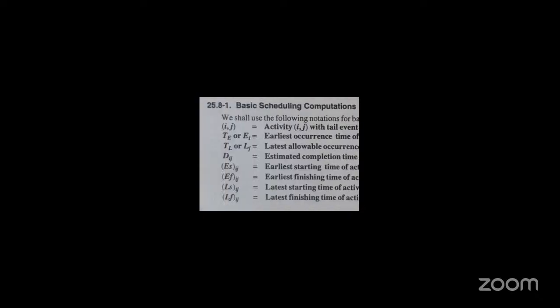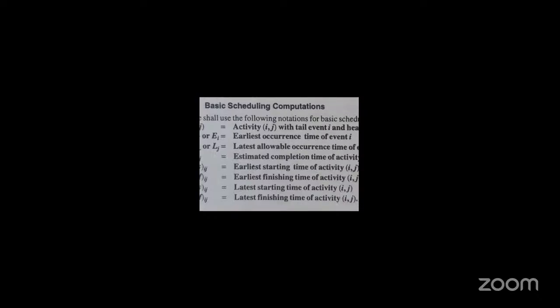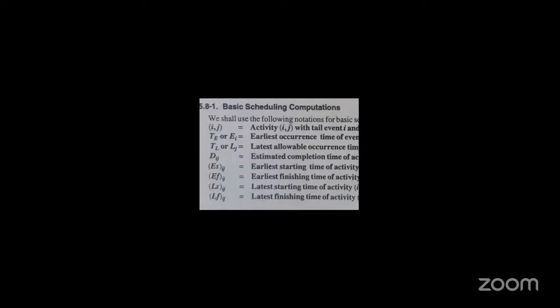And T suffix E, or E_j, indicates the earliest occurrence time of event i. And T_L, or L_j, is the latest allowed occurrence time. So I will show it.